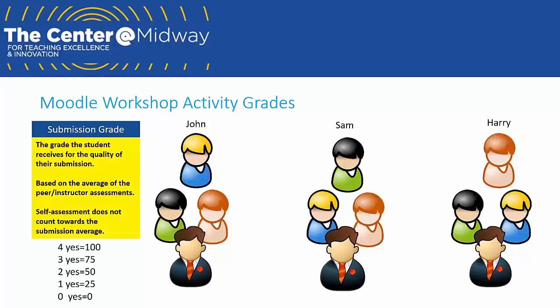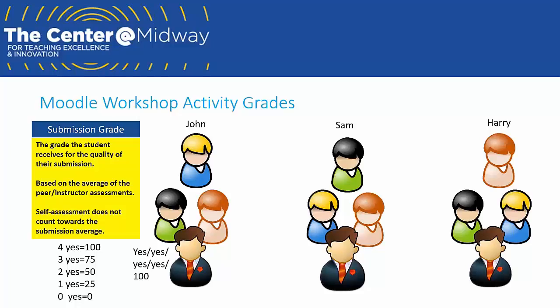So, let's suppose that it is a number of errors assessment. What that means is answers like yes, there are no grammatical errors, yes, there are no spelling errors, yes, it has the proper number of sources, that sort of thing. If John gets 4 yeses, he'll get a 100. If he gets 3 yeses, he'll get a 75. 2 yeses, he'll get a 50. 1 yes, he'll get a 25. And no yeses, he'll get a 0.